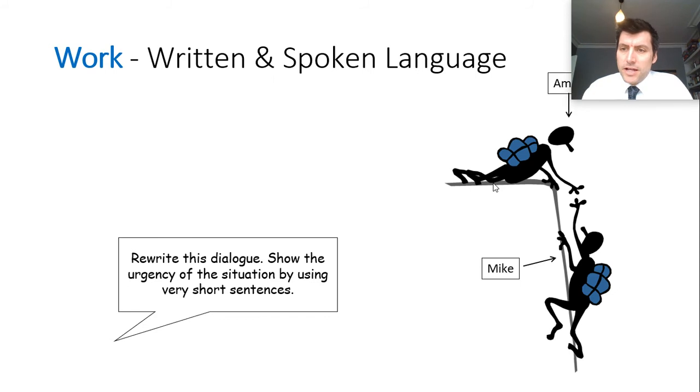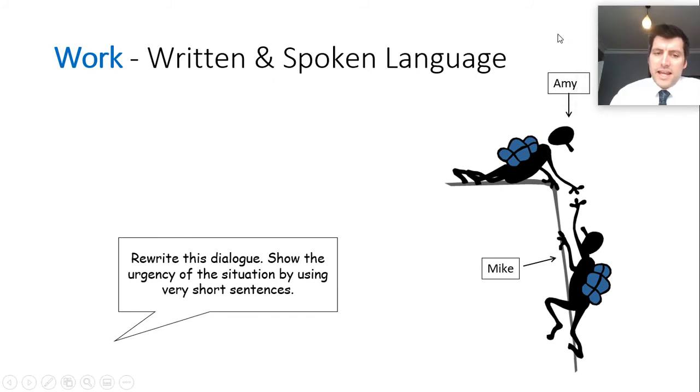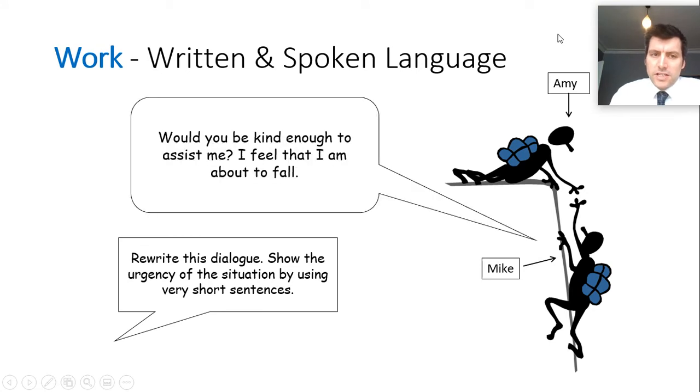Second task, then. We've got Mike and we've got, sorry, my screen's just slightly blocking Amy. Mike and Amy. So here, their dialogue at the moment says, "Would you be kind enough to assist me? I feel that I'm about to fall." A very formal, very pompous conversation again. I'm not convinced Mike would say that. I think Mike might say something that's a bit more contracted, a bit shorter, and might utilize some more informal facets of speech. So I'd like you to rewrite this conversation. It could be a conversation here because Amy and Mike could both speak.